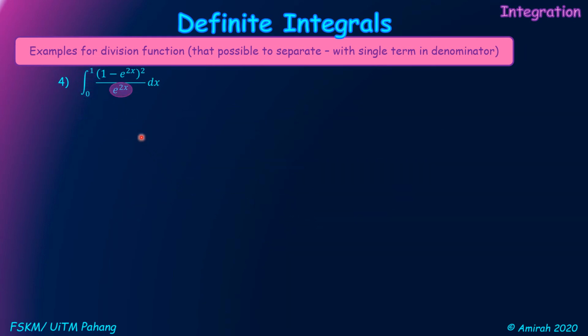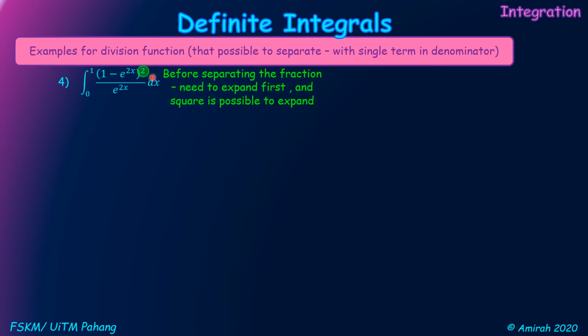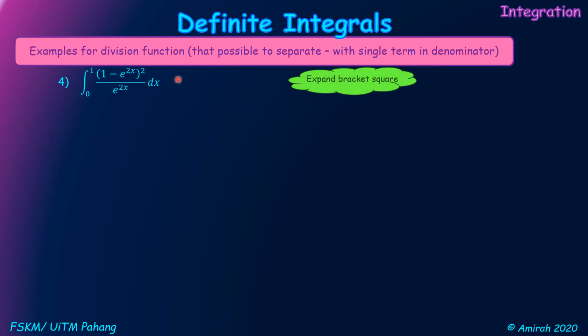So from the division function here, we have a single term in the denominator, which means it is possible to separate the fraction. But before that, we have a square here. So before we separate the fraction, we need to expand first. And a square is possible to expand. So we expand the bracket squared first. After we expand it, we get this.